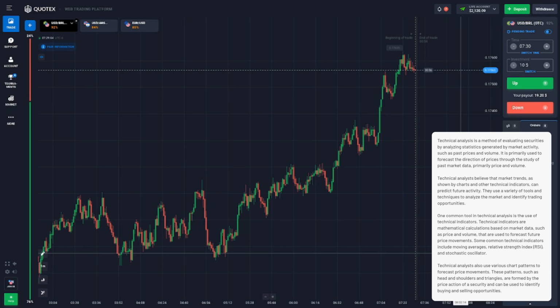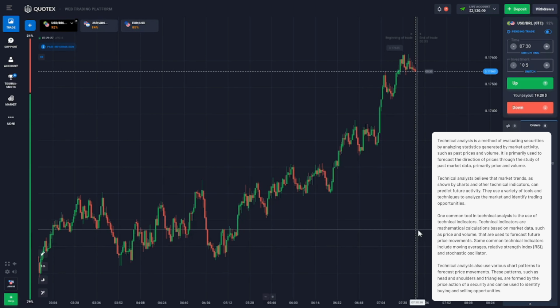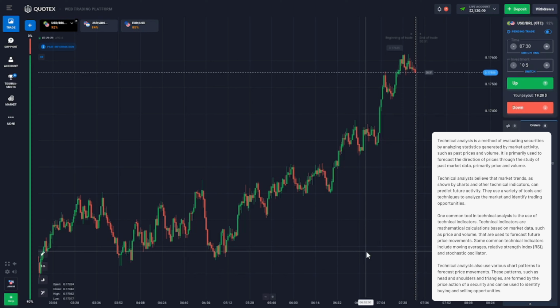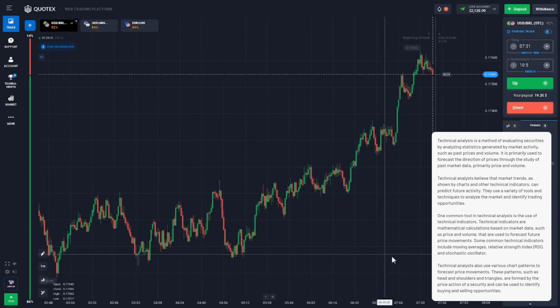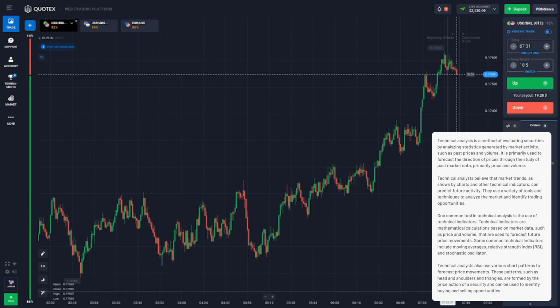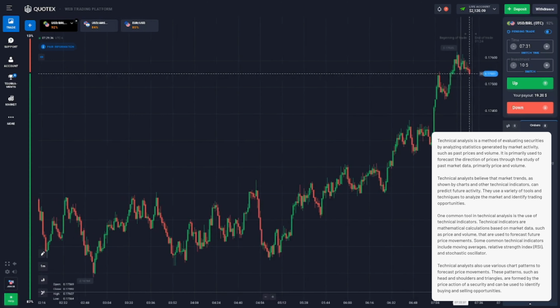Technical analysis is a method of evaluating securities by analyzing statistics generated by market activity, such as past prices and volume. It is primarily used to forecast the direction of prices through the study of past market data, primarily price and volume. Technical analysts believe that market trends, as shown by charts and other technical indicators, can predict future activity. They use a variety of tools and techniques to analyze the market and identify trading opportunities.